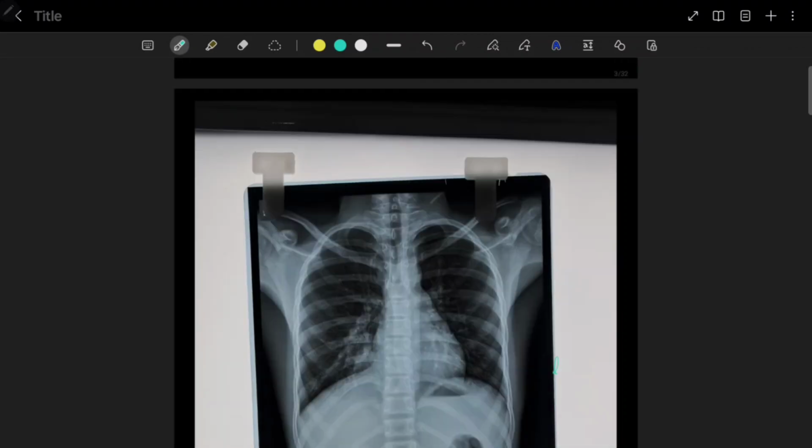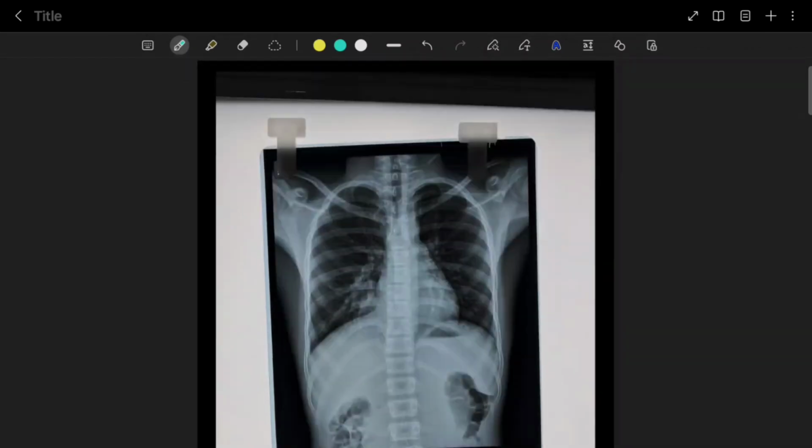Then after that you have to see whether the X-ray is taken in the breath-holding position, that means the inspiratory position or the expiratory position. After that you have to see the ribs. The horizontal ribs are the posterior end of the ribs. Okay, posterior end, and the oblique ribs are the anterior end of the ribs.